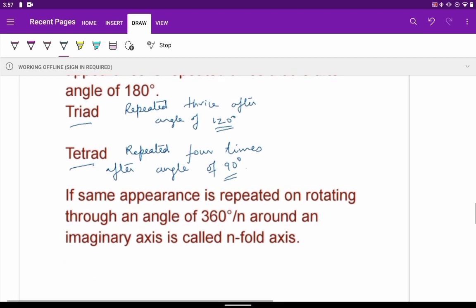If we are rotating and at an angle of 360 degrees divided by n we get the same appearance about the imaginary axis, then it is called an n-fold axis. Like if 360 degrees divided by n is 120 degrees, that is triad, a threefold axis. So based on how many times we get the same appearance as we rotate about the axis of symmetry, we can determine the value of n in the n-fold axis.